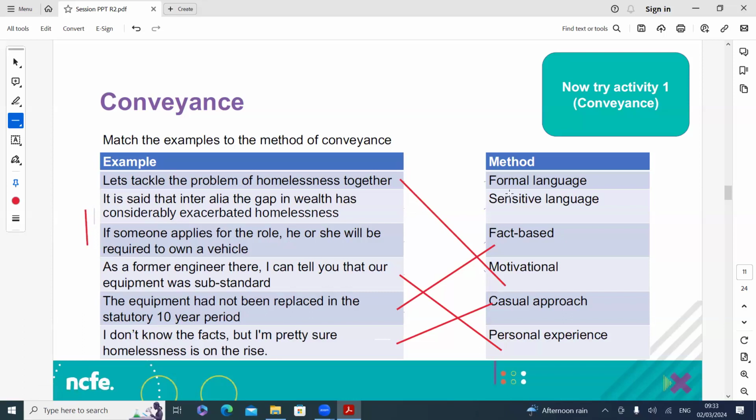Formal is Italian. Yeah, good. And so the sensitive language, it's a bit trickier. If someone applies for the role, he or she will be required to own a vehicle. So it's sensitive, it's polite. They're not saying if you expect to do it. If someone, he or she, they will be required. So it's polite. Another word it could be polite. Okay. Any questions about that? No? Okay, well done.